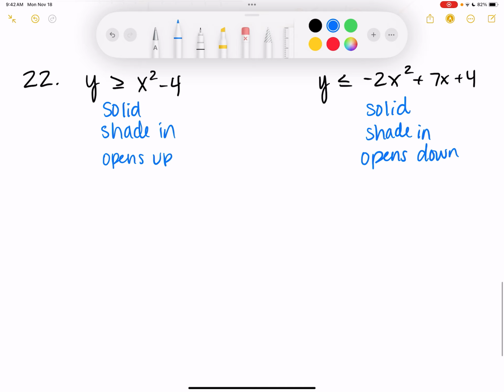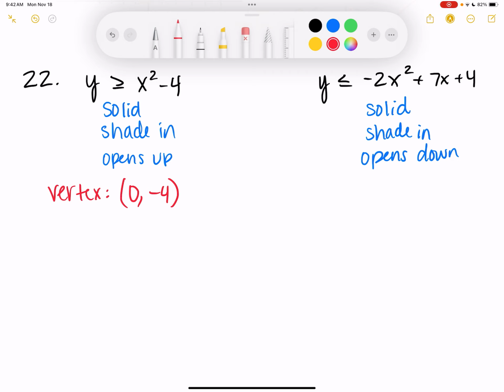All right, vertex for the first one. What's the x-coordinate of the vertex? Negative b over 2a. It's zero, because b is 0. And when x is 0, what is y? Negative 4. So 0, negative 4 is the vertex of that one.